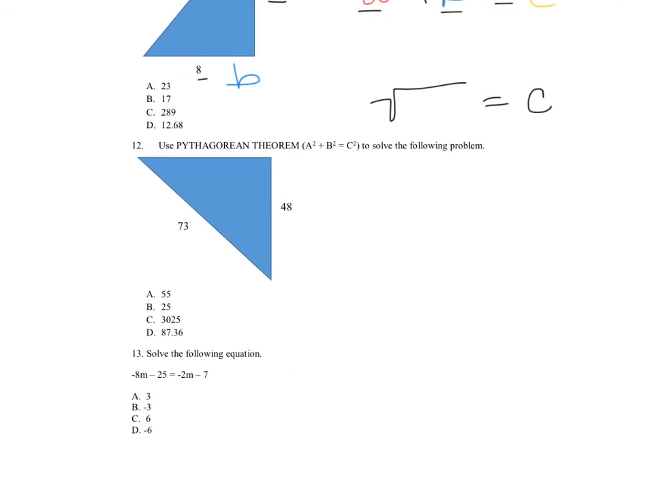Same thing on number 12. We know C, and we'll say we know A, and we'll say that that's B. So we have to subtract because we know C, so we're going to subtract, that's our biggest side, minus the side that we do know, which is A, and that equals B squared. And your last step again, find the square root to get B.